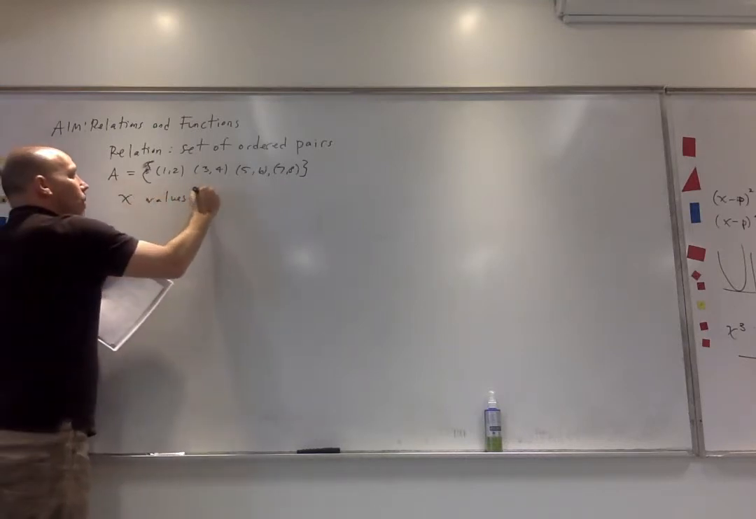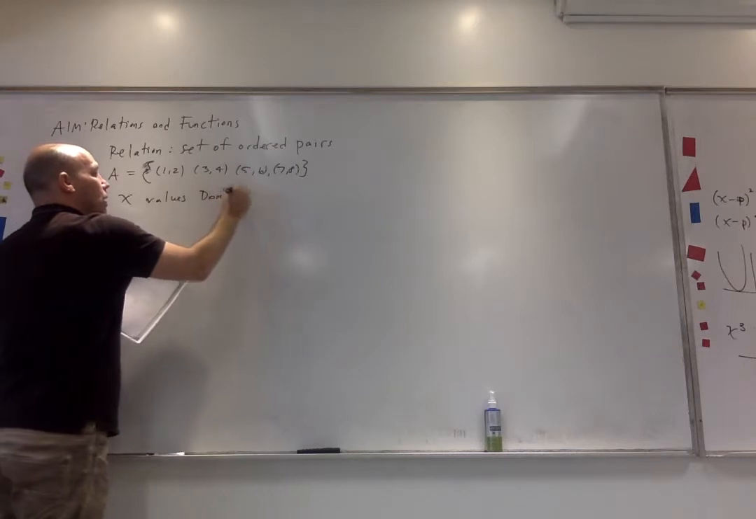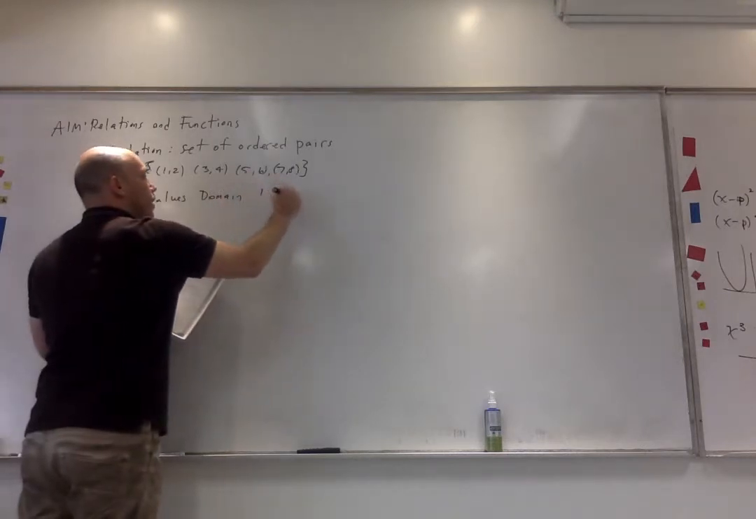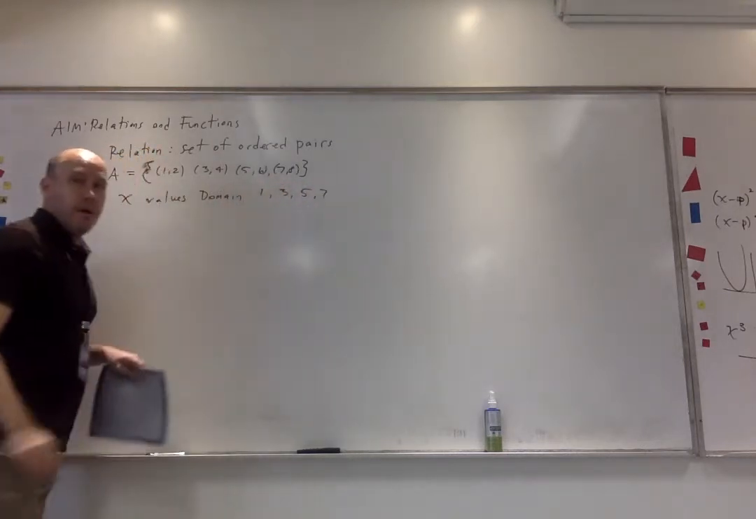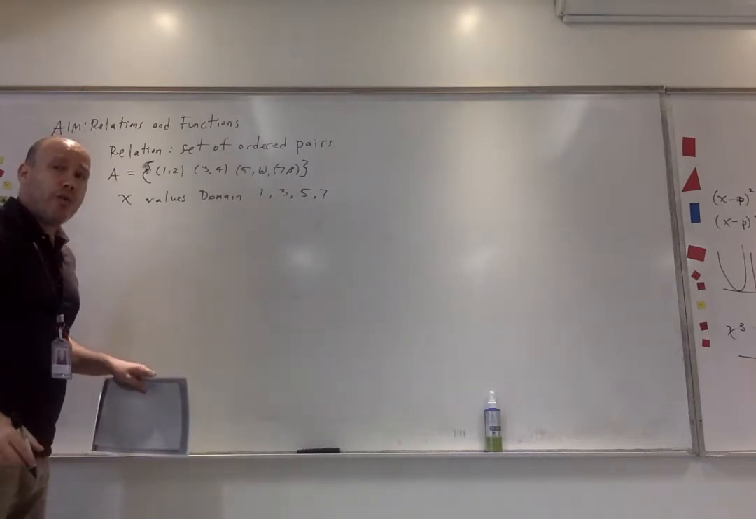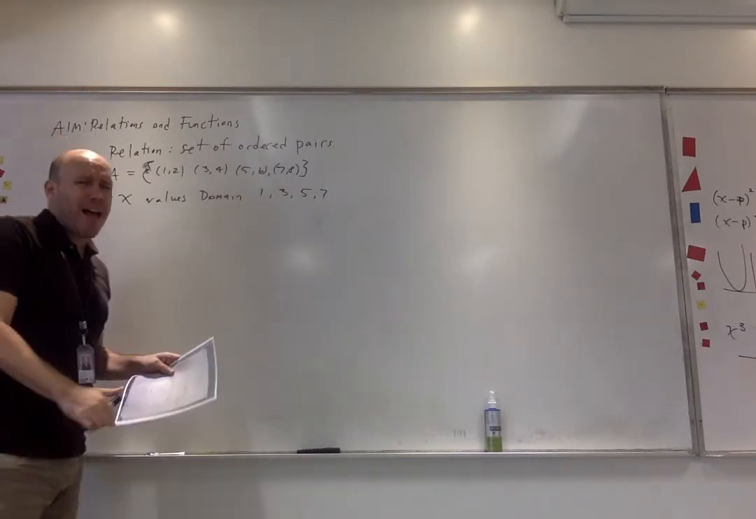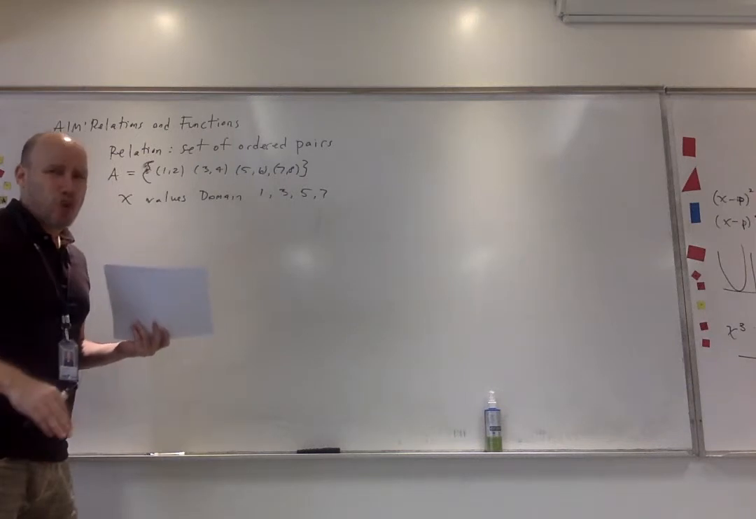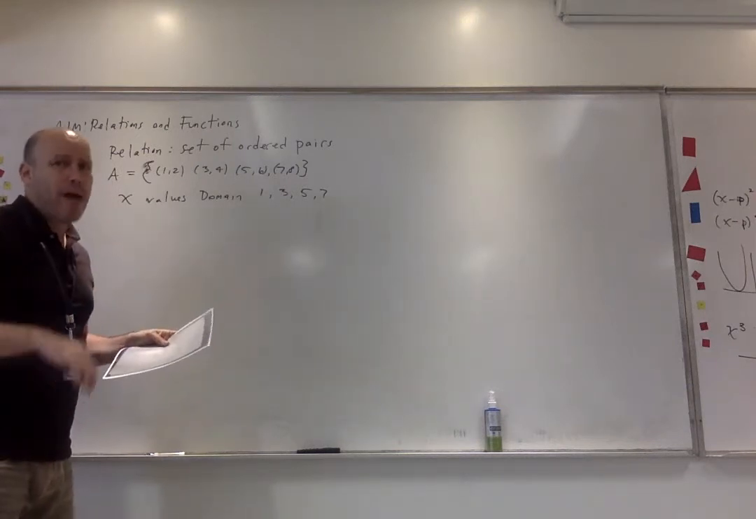We call that the domain. So that's 1, 3, 5, 7. And we call the y values the range. In more advanced classes, it will be called the codomain. But in this class, we call the y values the range.